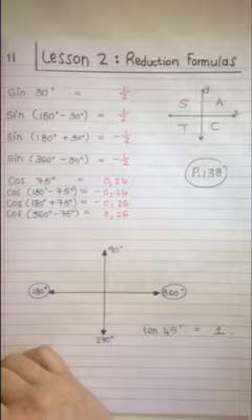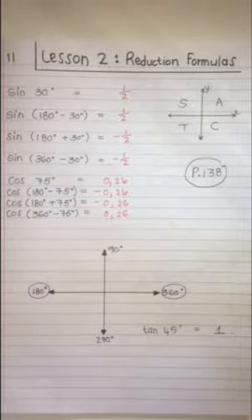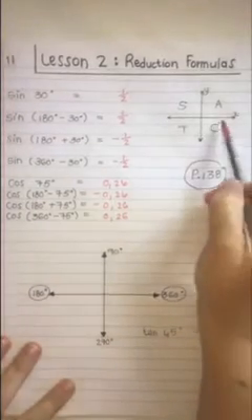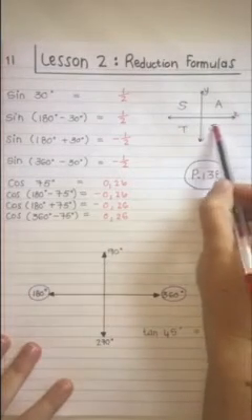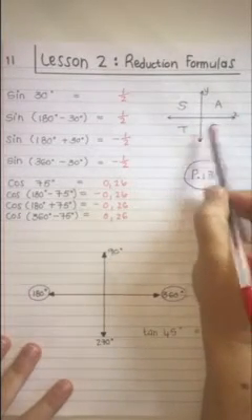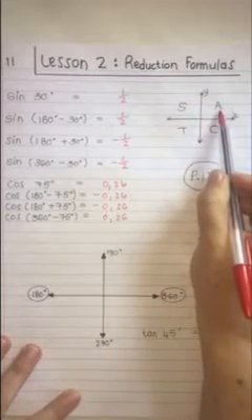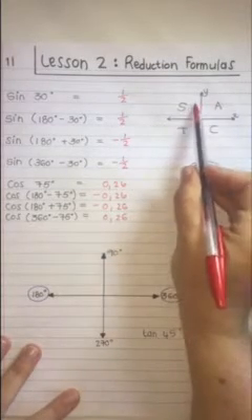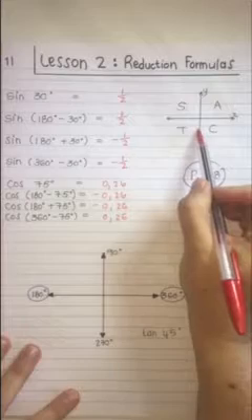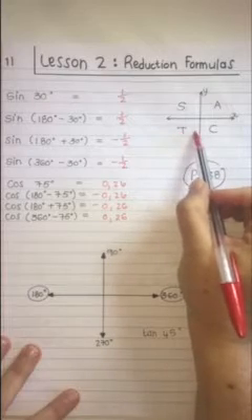The most important thing about this work is that you know your CAST thing. Remember now what our CAST says: cos is positive in this quadrant. All of them, sin, cos, and tan, in this one. In the third quadrant, tan is positive, and in the fourth quadrant, cos is positive.